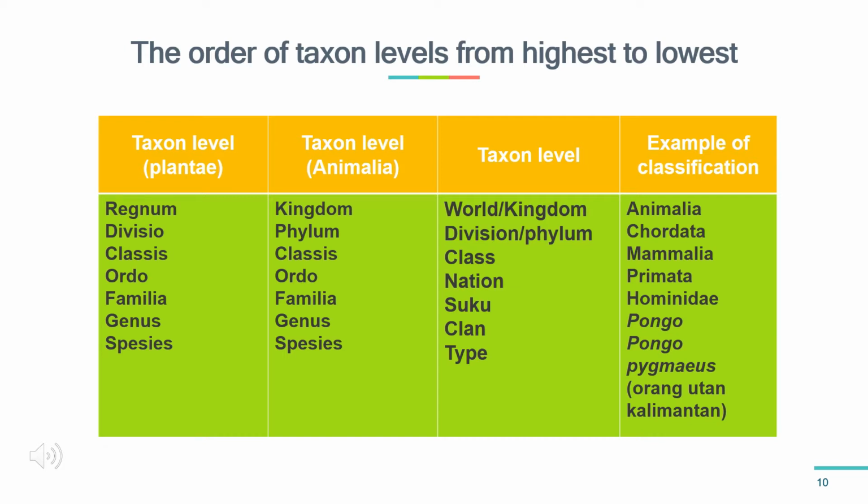And for the taxon levels, there is kingdom, and then division or phylum, class, order, family, genus, species. And the example of classification is Animalia, Chordata, Mammalia, Primata, Hominidae, Pongo, and Pongo pygmaeus, which we know as orang utan Kalimantan.